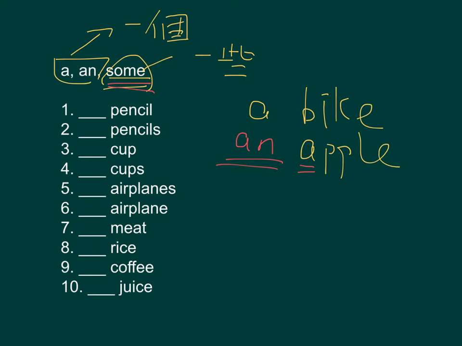Okay. Now, we have 10 examples here. We have pencil, pencils. When we have one pencil, we use a to describe it. A pencil. And more than one pencil, we say some pencils. A bit ugly. Let me rewrite it. It's difficult for me to use my finger to write. And number 3, one cup, we use a cup. Cups, we use some cups.